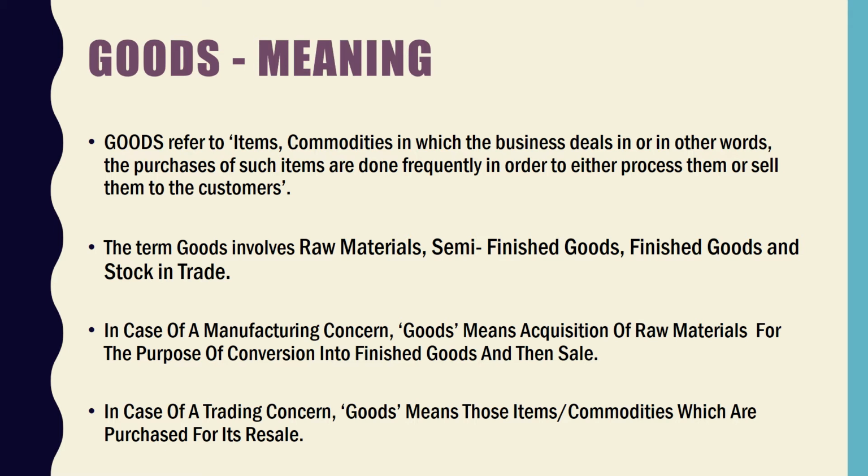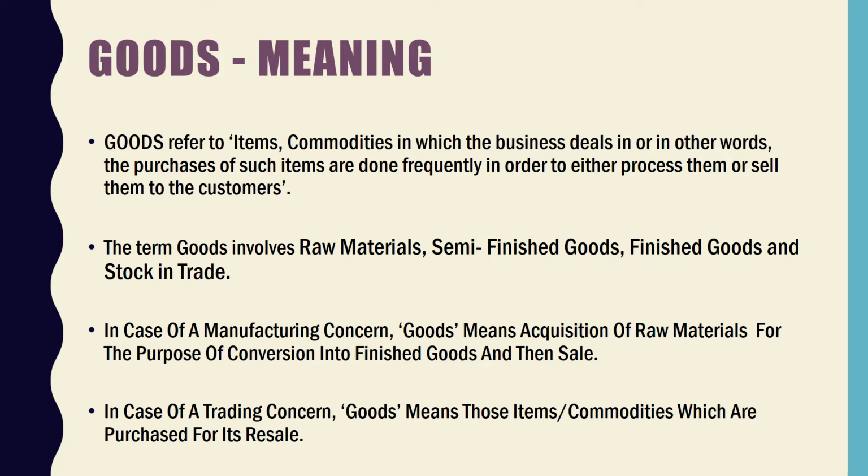Now the items, the commodities in which your business deals, are called goods. In other words, the purchases of such items are done frequently in order to process them or to sell them to the customer. If you are a manufacturer, you would be needing raw materials to process them, to convert into finished goods, and then to sell to the customers. Or being a trader, you're buying such items, commodities, to sell to the customers. So whatever items or commodities that you're dealing in are goods.